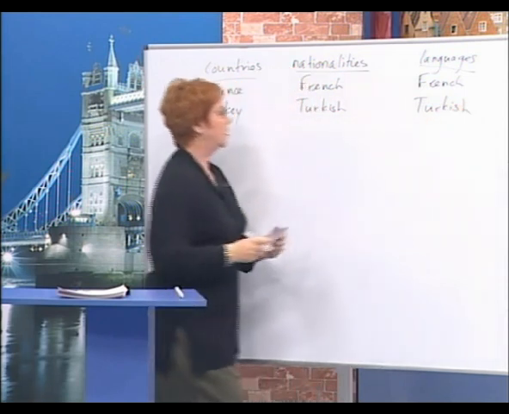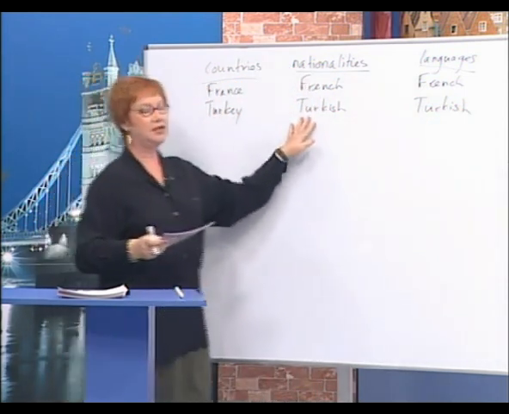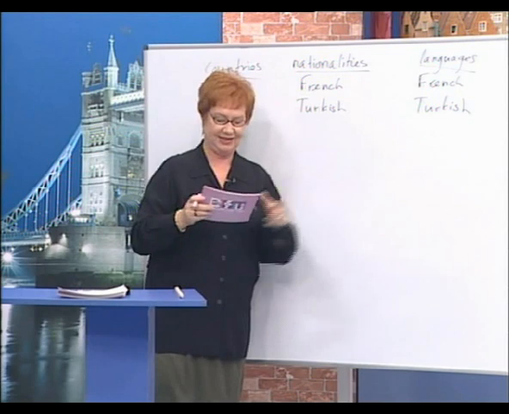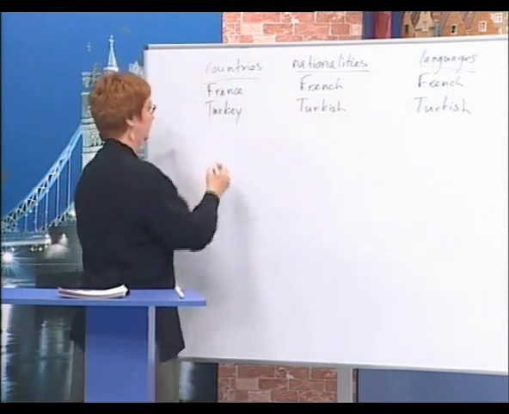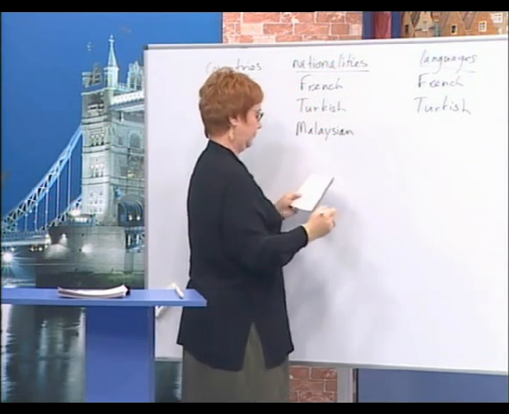Okay, these are kind of easy. So, Ali is from Turkey. He's Turkish. He speaks Turkish. Okay, Susan. Malaysia. Malaysian. Bahasa Melayu.